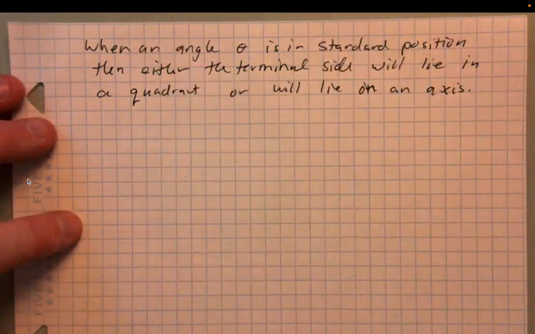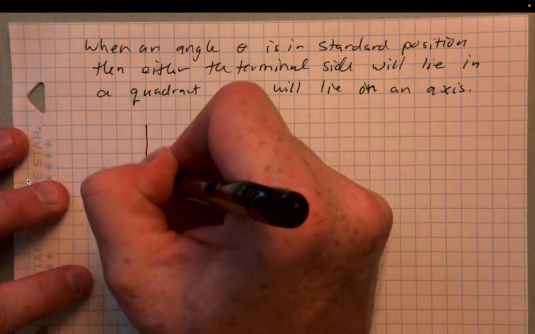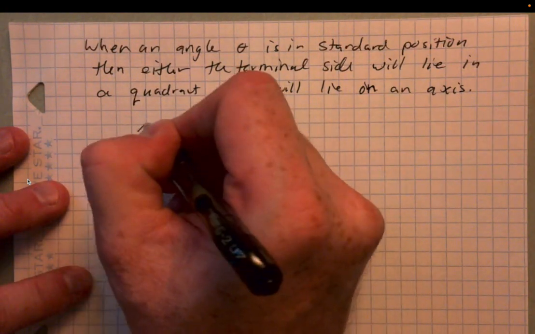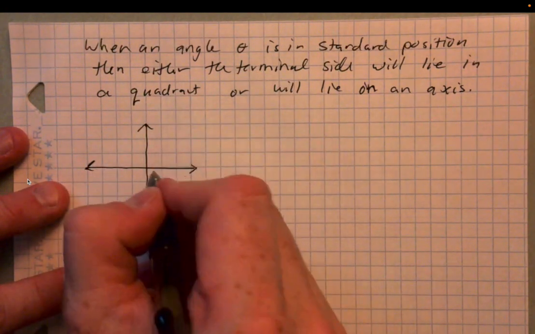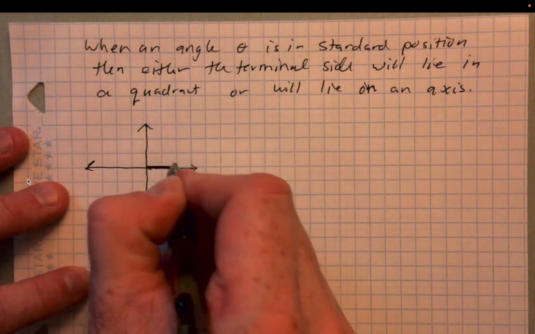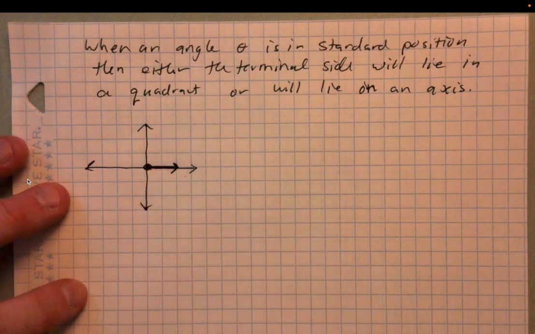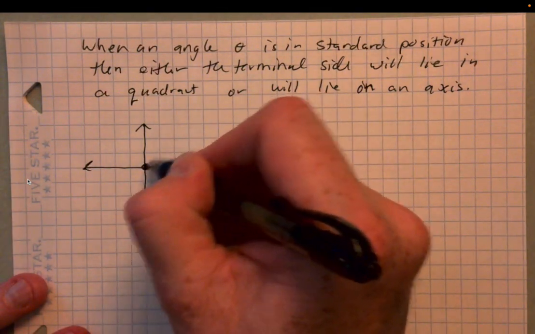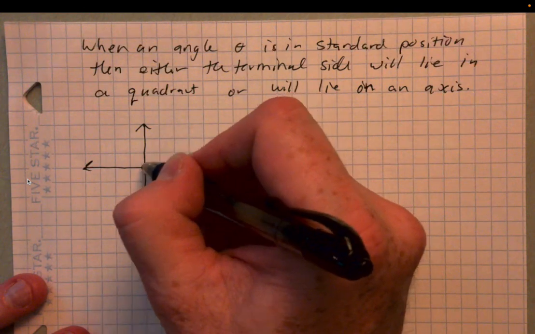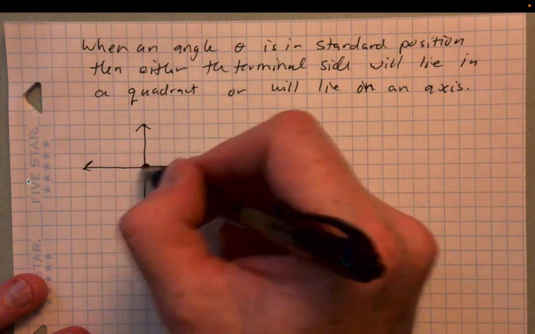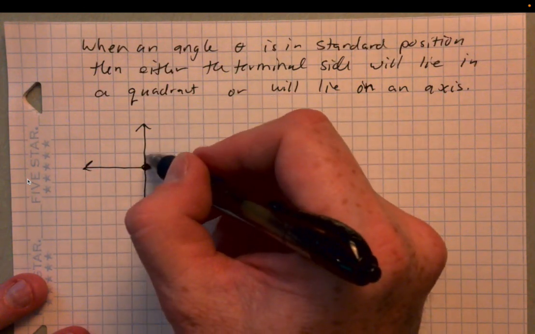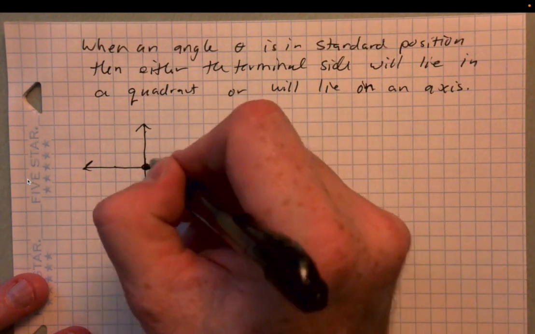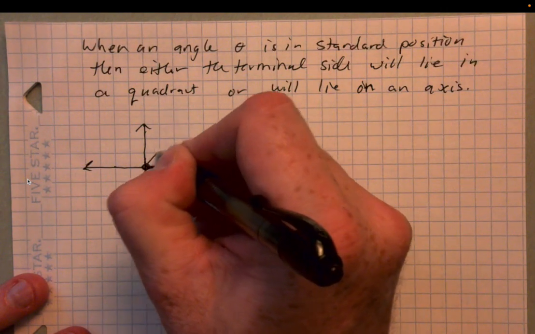All right, that's just kind of common sense, right? So I've got my XY coordinate system here, and my angle's in standard position. My initial side is here, and my vertex is at the origin. Then I can either have my angle lie inside of a quadrant, like quadrant 1, quadrant 2, or quadrant 3, or I can have it lie between quadrants on an axis.